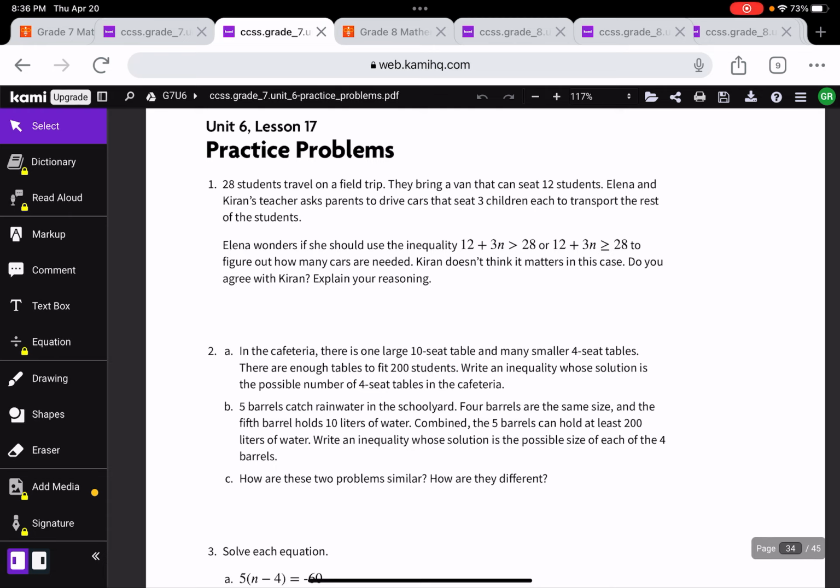12 kids that sit in one van plus 3 kids times however many vehicles we need has to be greater than 28, or 12 plus 3n is greater than or equal to 28. She doesn't think it matters. Do you agree with Kieran? Explain your reason. What do you guys think? Do you think it matters?